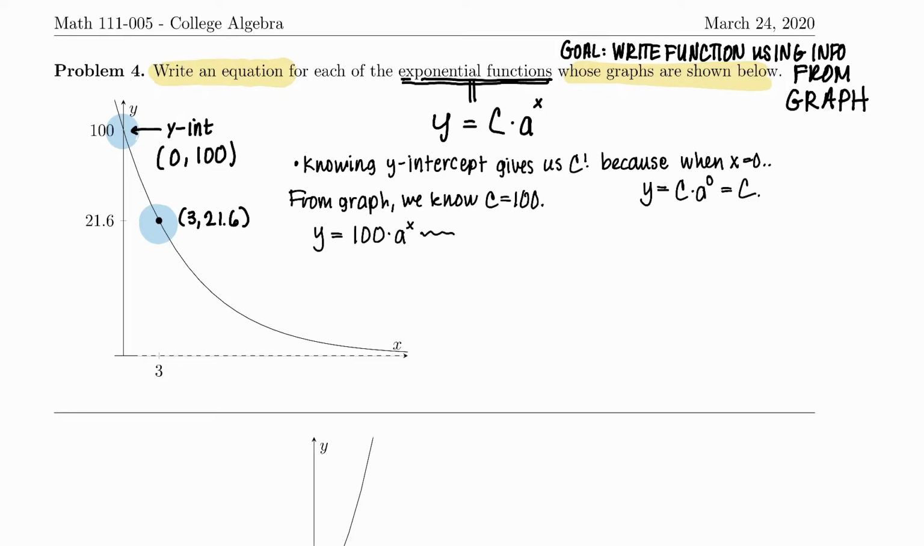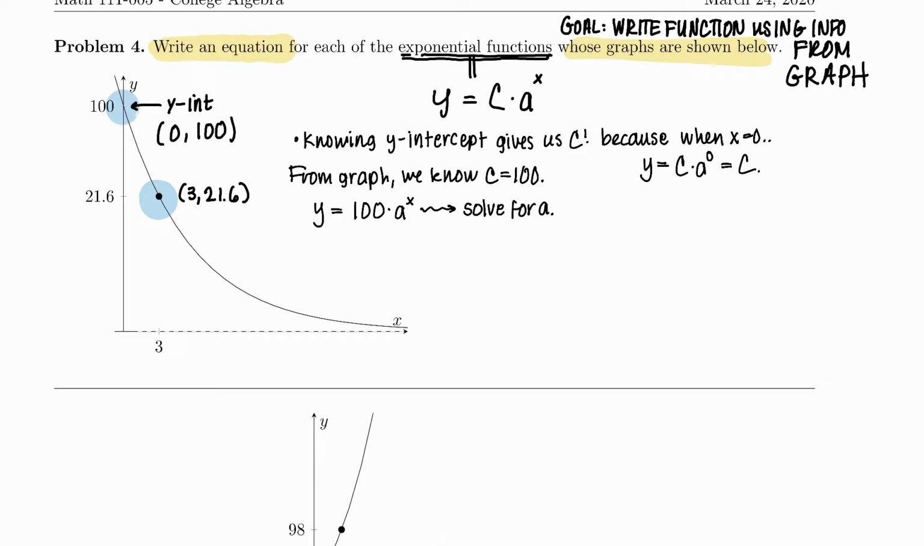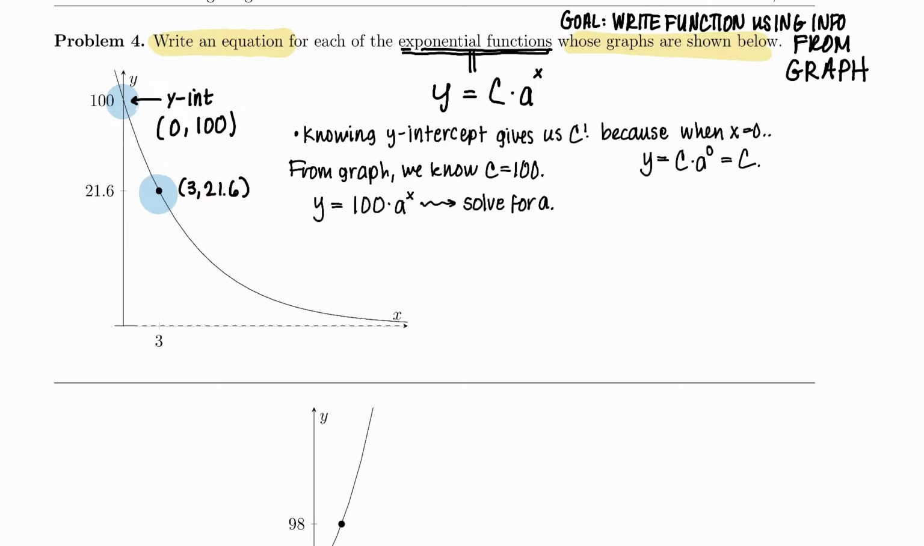And at this point, I just want to solve for a. And to do that, I'm going to use this point. Oh, what in the world? I'm going to use the point. Okay, now I can't use the little pointer. We're going to use the other point that we have, the only other information that we have about this graph.